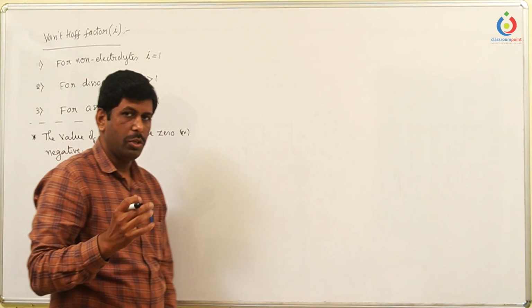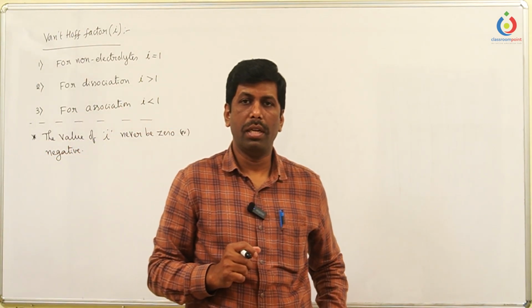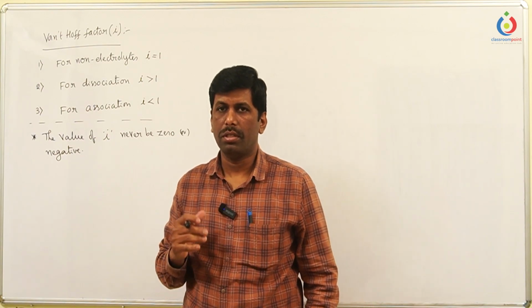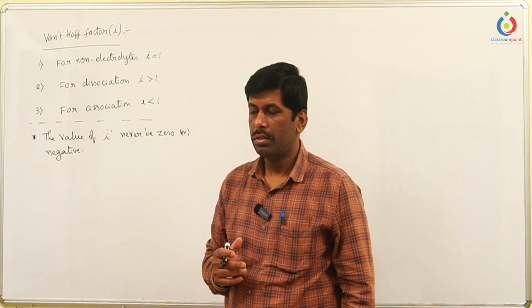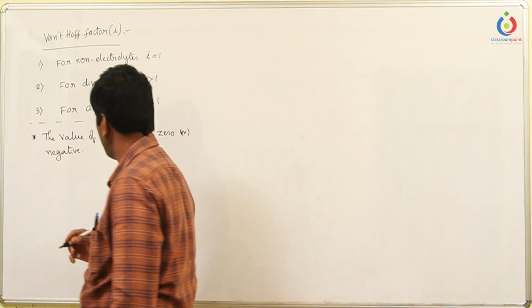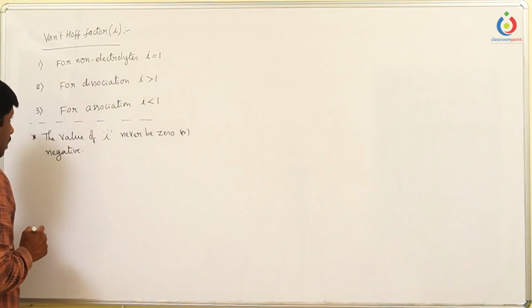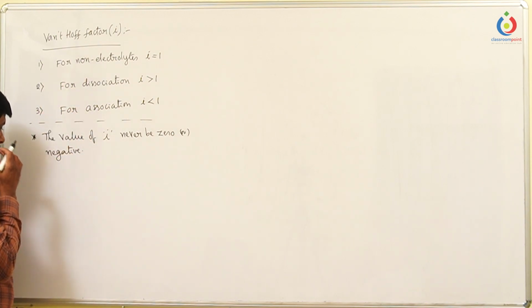An i value equal to 0 means no particles are present. If no particles are present, that cannot be called a solution; it is only solvent. And negative particles do not exist. So the i value is never 0 or negative. Let us see how to calculate the Van't Hoff factor using the formulas.